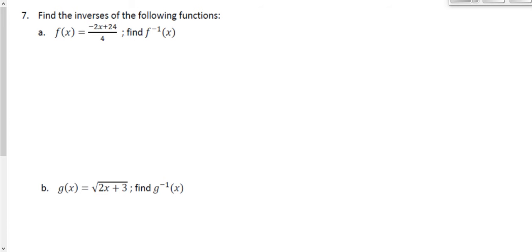Alright, in this video we're going to pick up with our Unit 1 Intro to Functions review with question 7 from the review packet, which is asking about finding inverses. So, our job is to find the inverses of the following functions.